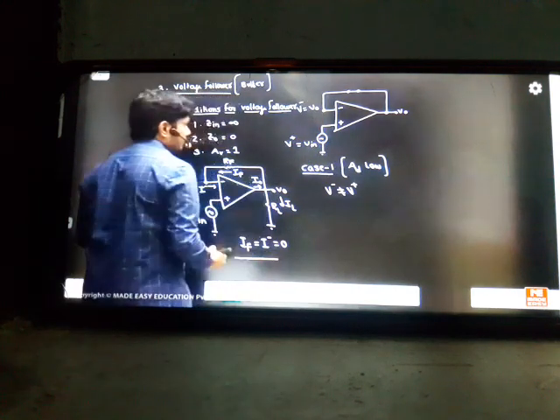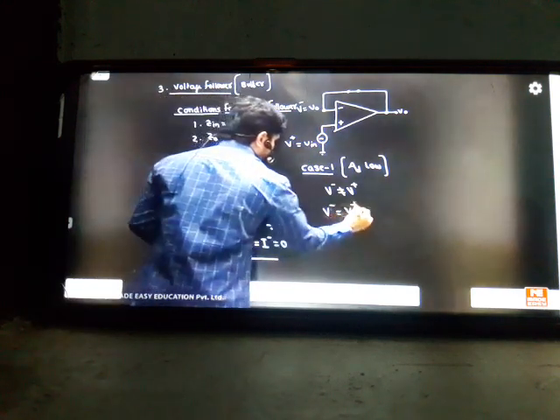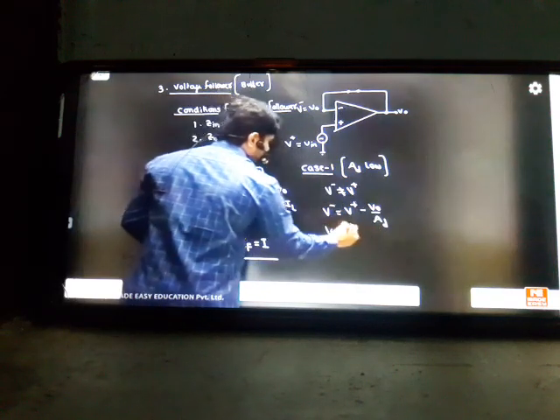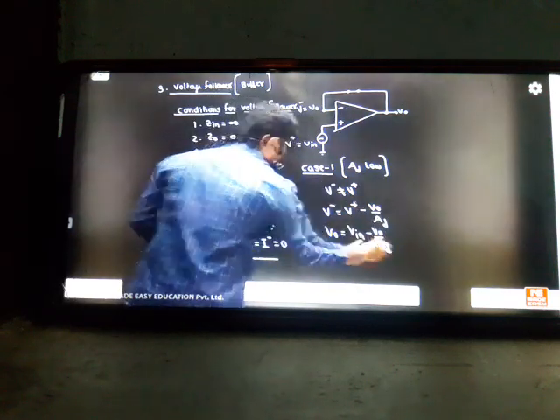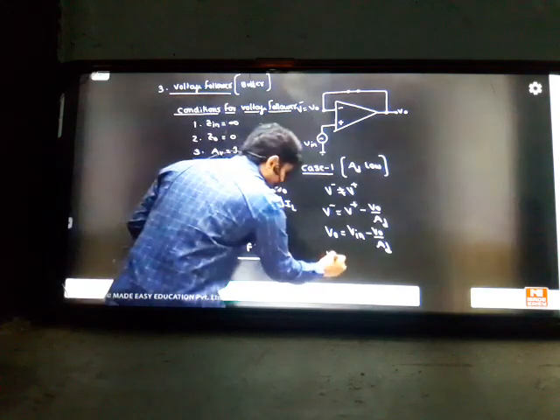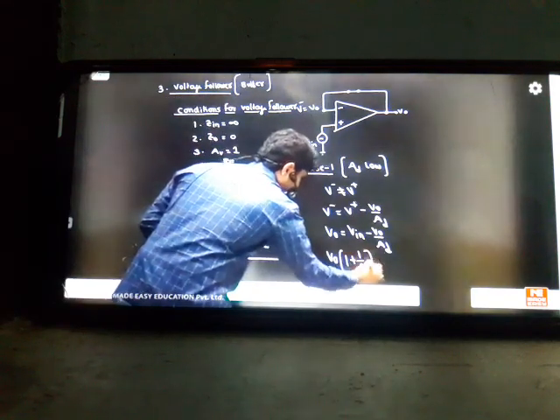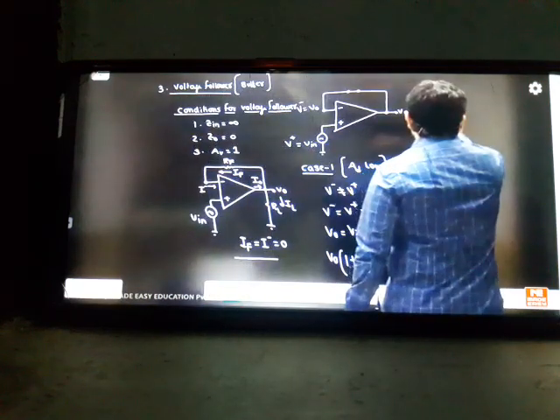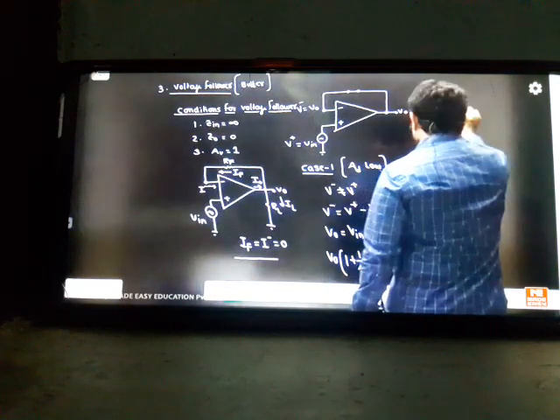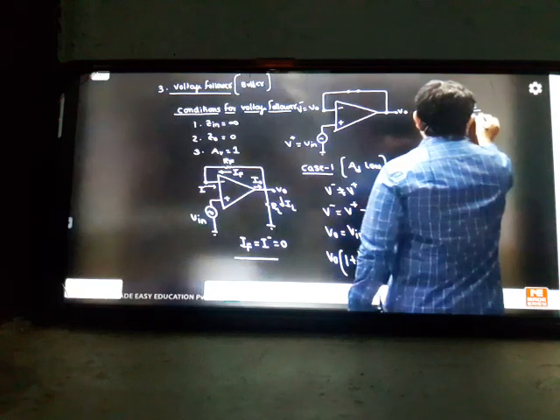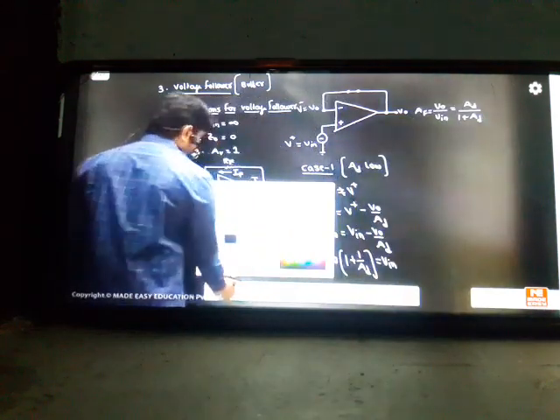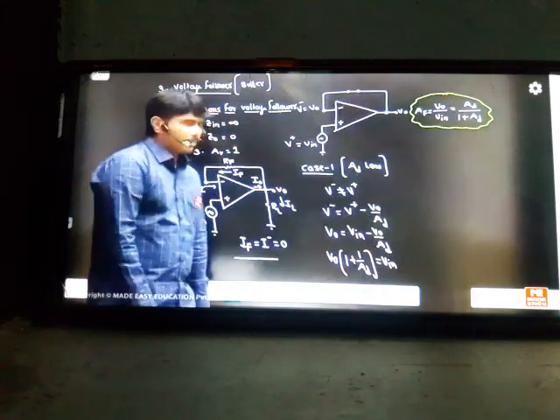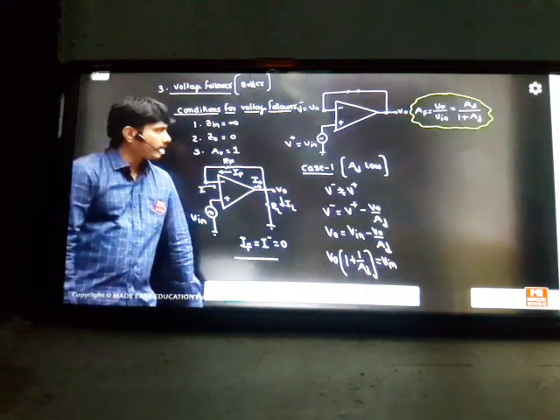Then the formula is V minus equals V plus minus V naught by AD. So I apply now: V minus is V naught and V plus is VIN minus V naught by AD. Now you can take V naught common and find the transfer function: V naught times 1 plus 1 by AD is equal to VIN. You got the output by input, which is your closed loop gain, coming to be AD by 1 plus AD. So this formula is very important for AD low problems. Many times it is asked in exams. This is the buffer formula in op-amps: AD by 1 plus AD, if AD is low.